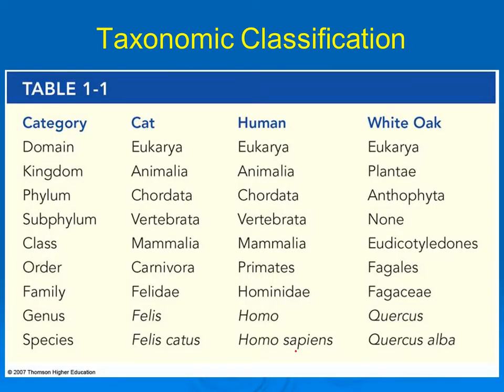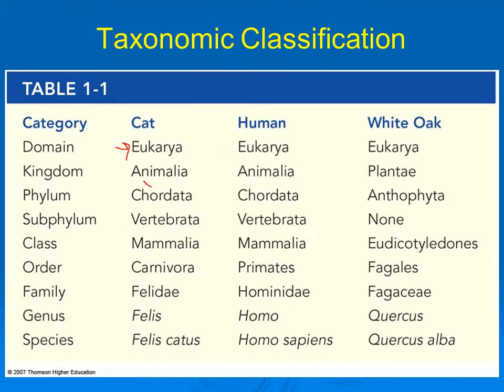Now this table gives you some examples. It lists the domain, kingdom, and so forth, but also gives you some examples of where, for example, a cat would fit. The cat would be part of the domain called Eukarya. Well, so would we, and so would white oak. The other two domains, by the way, include the prokaryotic organisms we mentioned before. So Eukarya just means that we're all eukaryotes. We all have a true nucleus, like we mentioned earlier. The white oak tree, humans, cats, we all share something in common because we're all eukaryotes, and so we're in the domain Eukarya. What about kingdom?